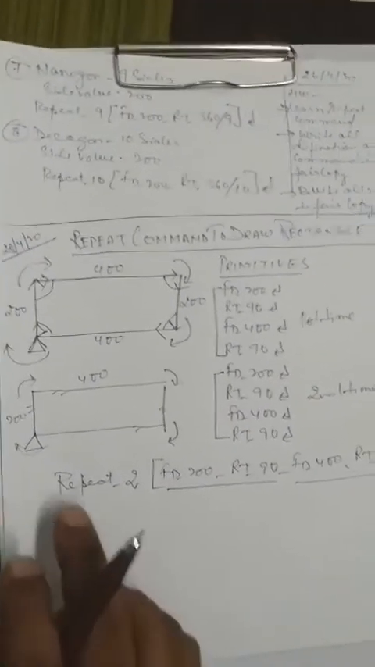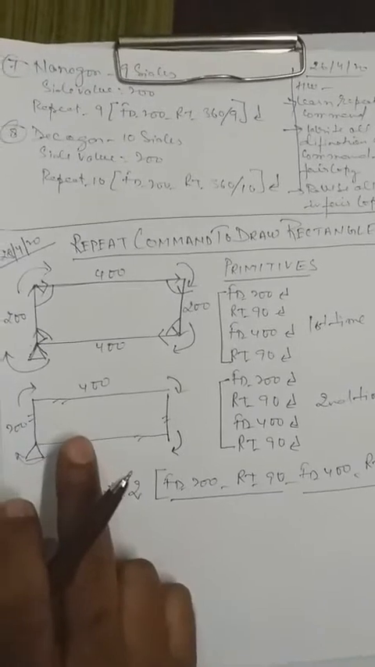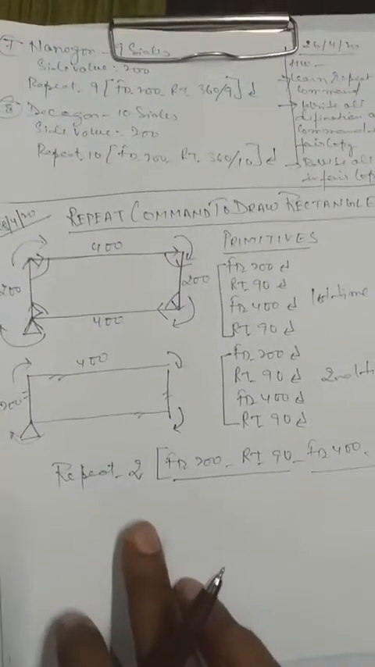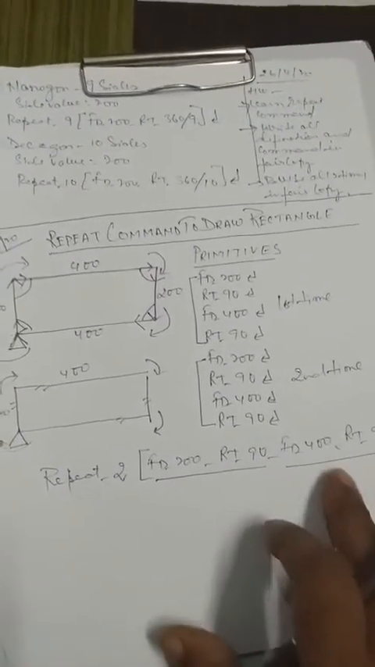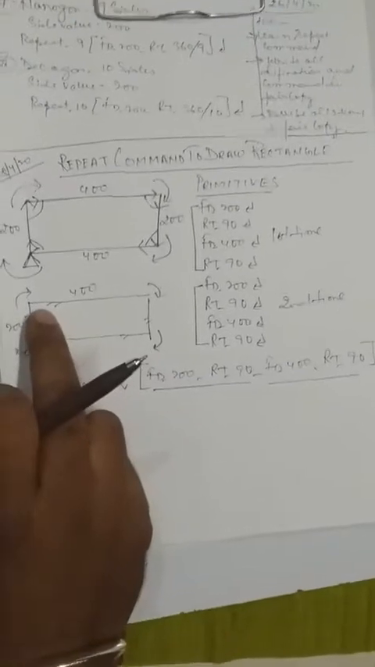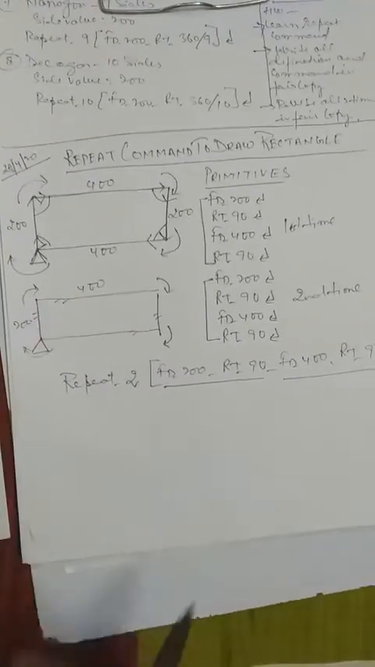In this figure we have seen that all 4 sides are not equal, but there are 2 sides, opposite sides, that are equal, that is 200 and 400. So we also have written like that our command, repeat 2, FD 200 RT 90, FD 400 RT 90. This two pair, if my turtle will repeat 2 times, then this figure will appear. And it is very clear, it is quarter turn, 90-degree turn.